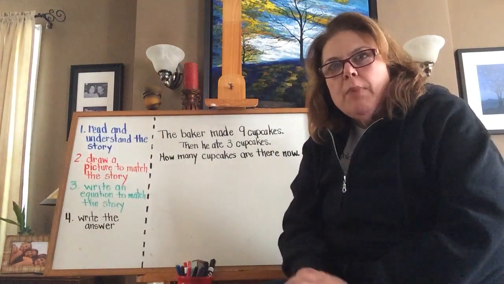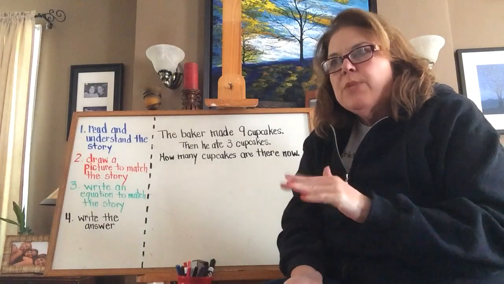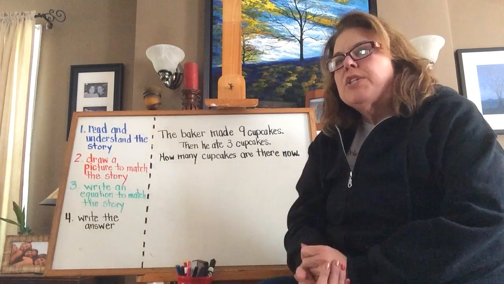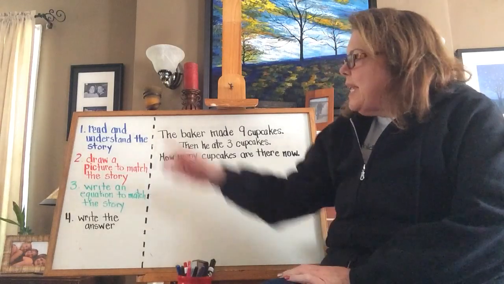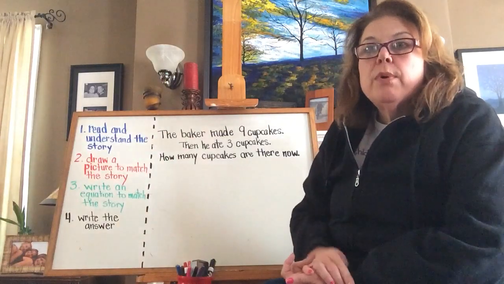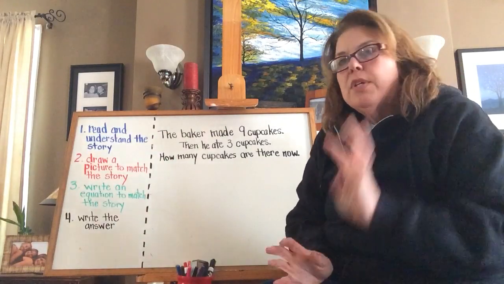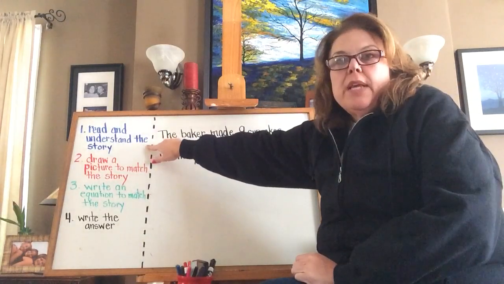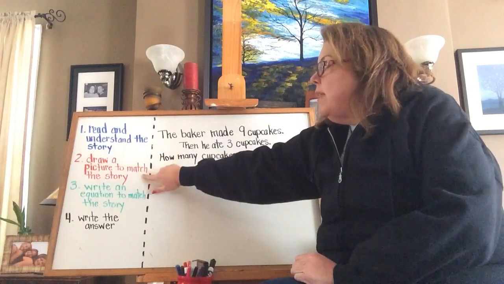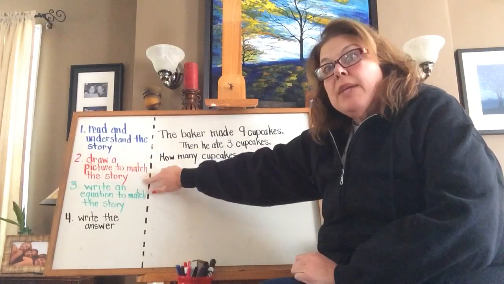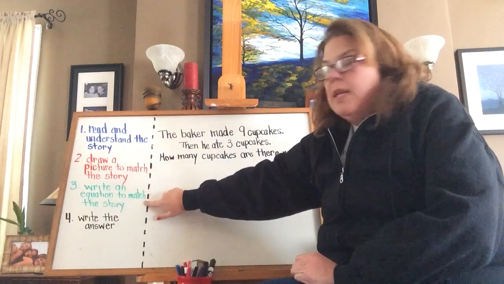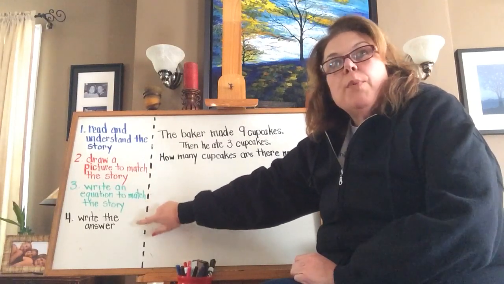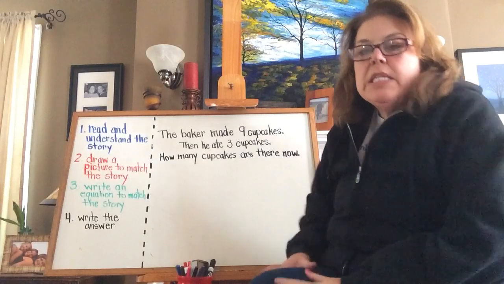We're going to do some story problems again today. Last week we did addition story problems. Today we're going to look at takeaway or subtraction. So same 4 steps that we did before when we look at a story problem. We're still going to use those same steps to help solve it. So we're going to read and understand the story. Then number 2, we're going to draw a picture that matches the story. Number 3, we're going to write an equation to match the story. And then 4, we're going to write our answer. So let's get started today.